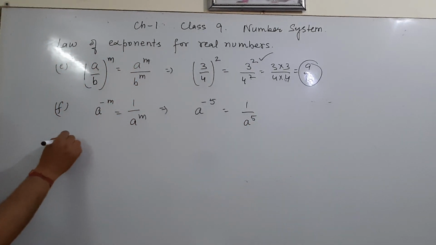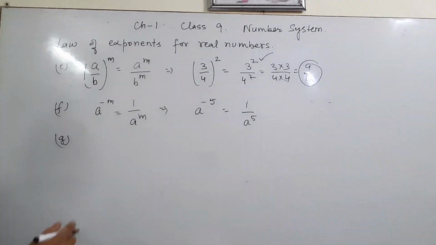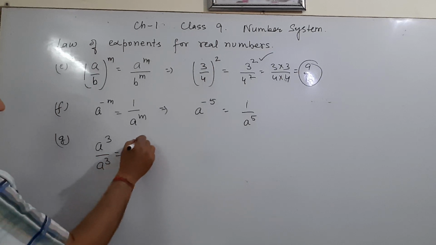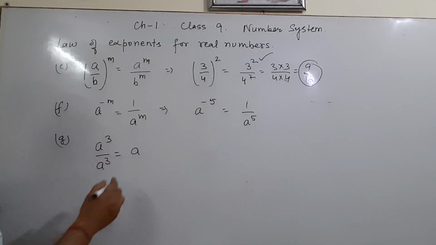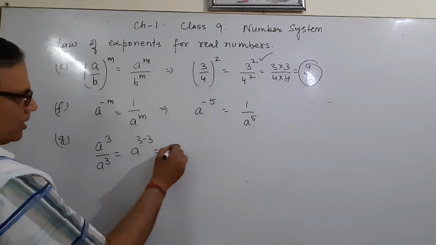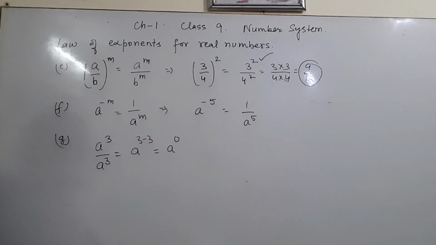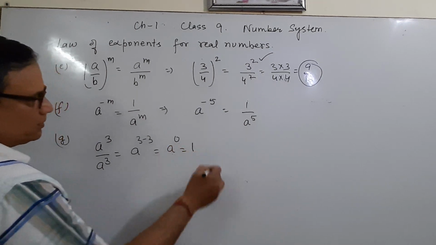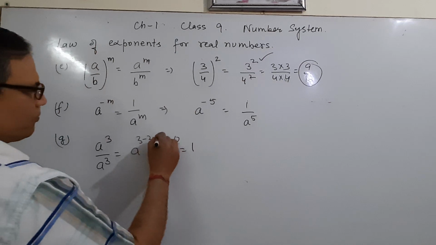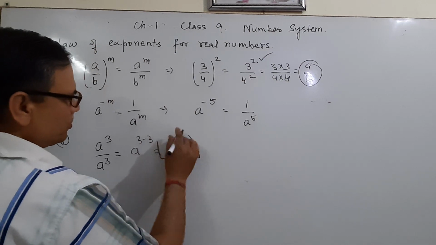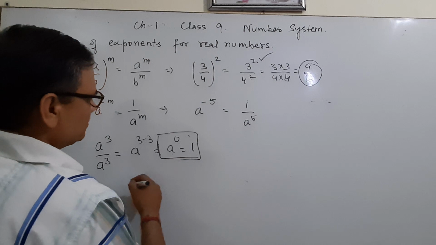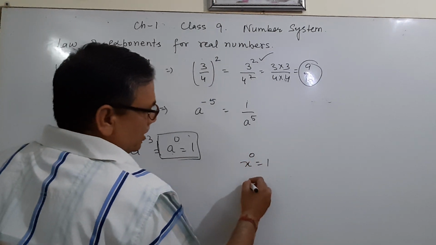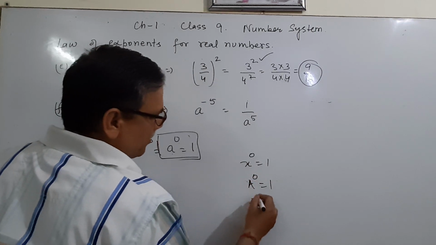And now G, a power 3 upon a power 3 is equal to a power 3 minus 3. 3 minus 3 is equal to a power 0. What is that? a power 0 is equal to 1. It means if the power of any real number is 0, then it is equal to 1. x power 0 equal to 1. a power 0 equal to 1. t power 0 is equal to 1.